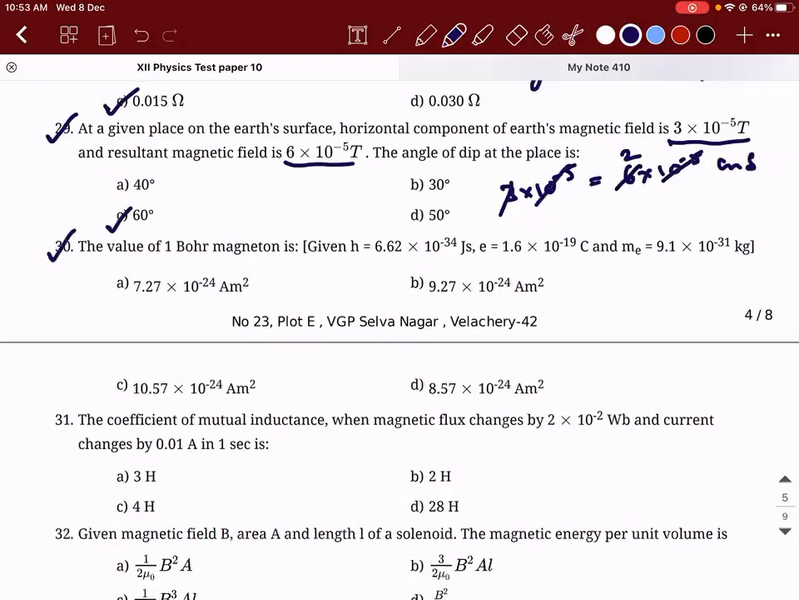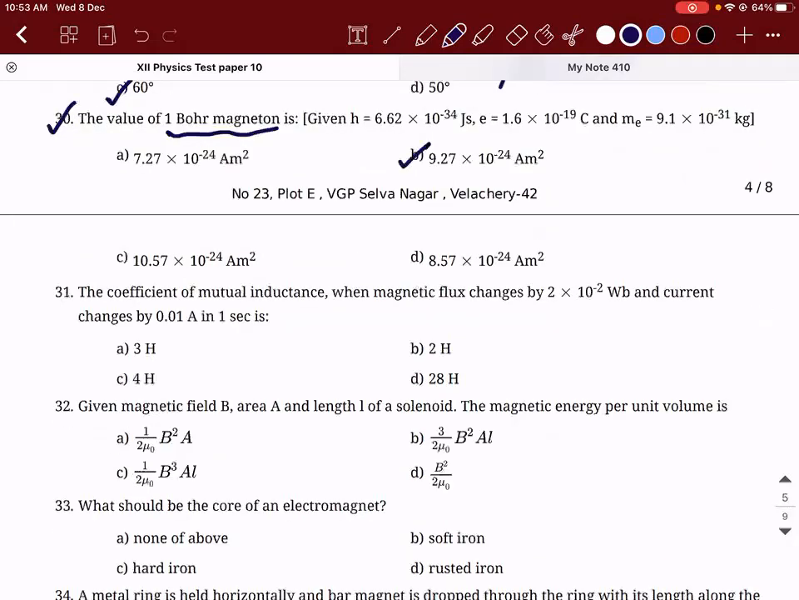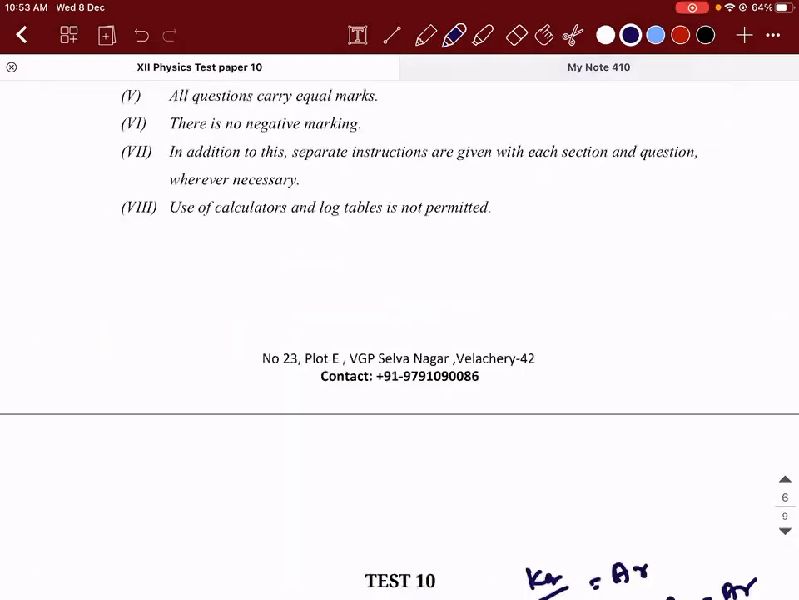30th. You need not even solve this. The answer is 9.27 into 10 power minus 24. That is the value of 1 Bohr magneton.